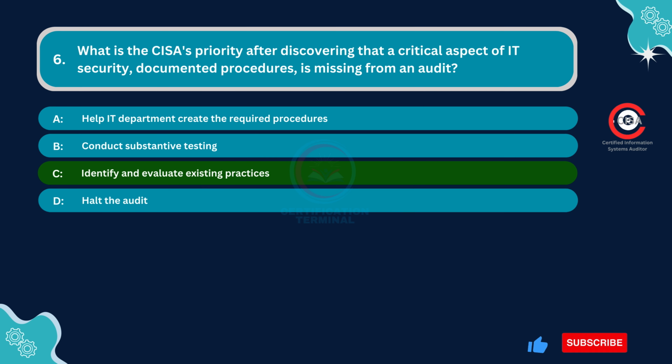Documented procedures are ideal, but the absence doesn't necessarily mean there are no security practices in place. The CISA should first investigate and understand the current security practices, even if they aren't formally documented. By observing and interviewing IT staff, the CISA can assess how well the existing practices function in mitigating security risks. The evaluation will reveal the strengths and weaknesses of the undocumented practices. This information helps the CISA determine the next steps, such as recommending the creation of formal documentation or suggesting improvements to existing procedures.